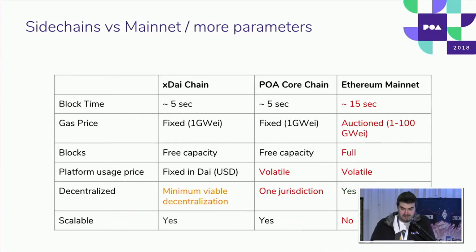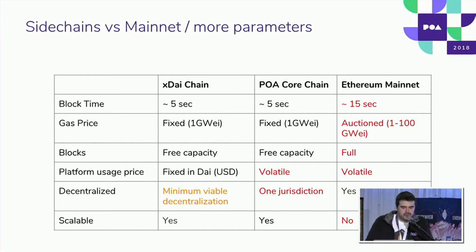So some stats. I'd say that the xdai chain is not ideal yet, right? Because from our perspective, it's decentralized, but it's what we call minimum viable decentralization. So it's decentralized enough to comply with regulation and enable on-chain governance and this form of DAO, but it's not as decentralized as some other chains.